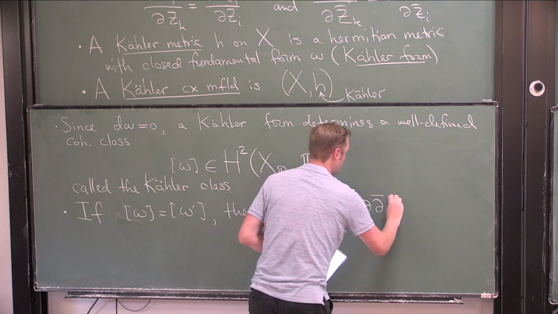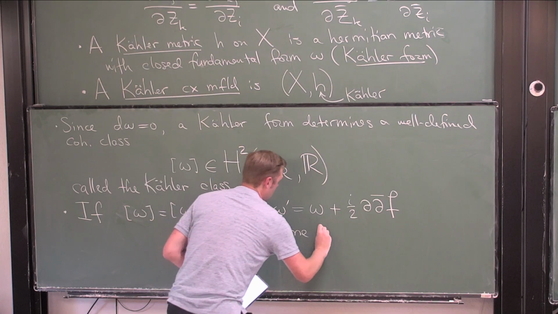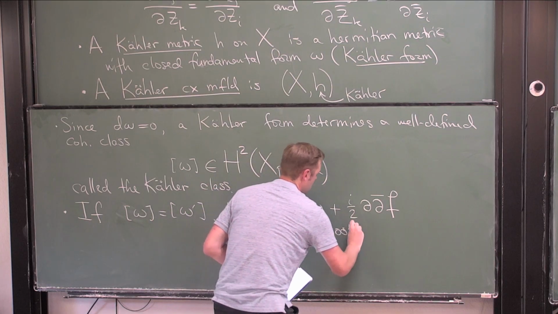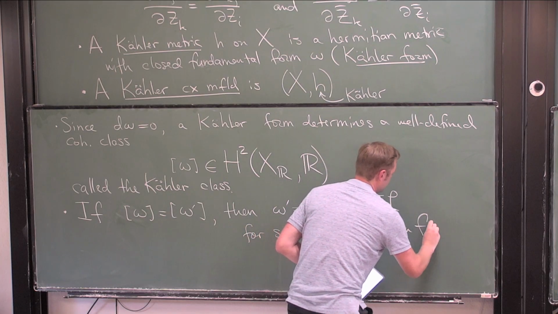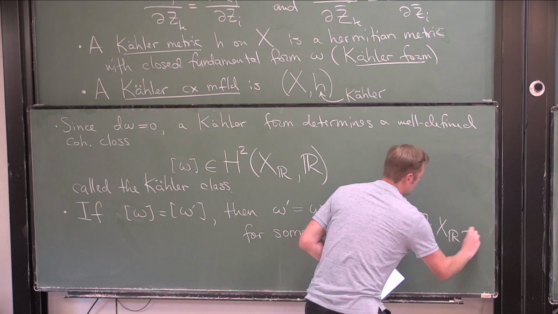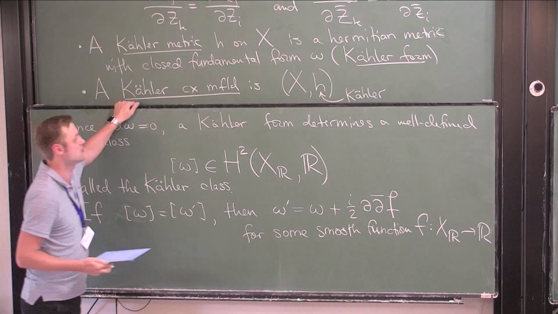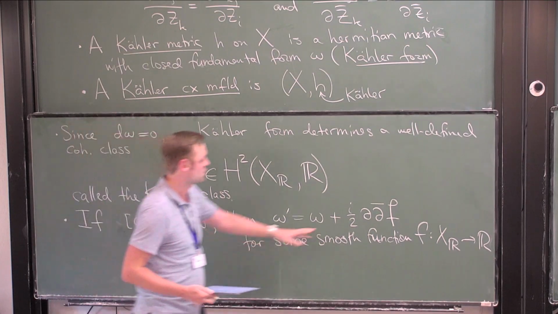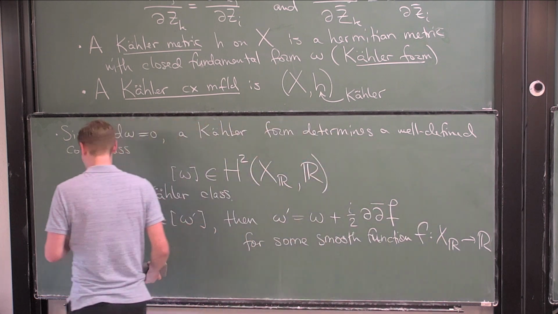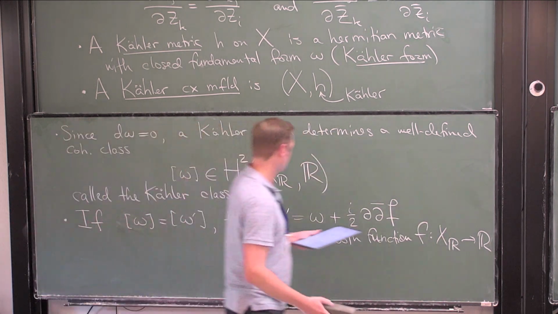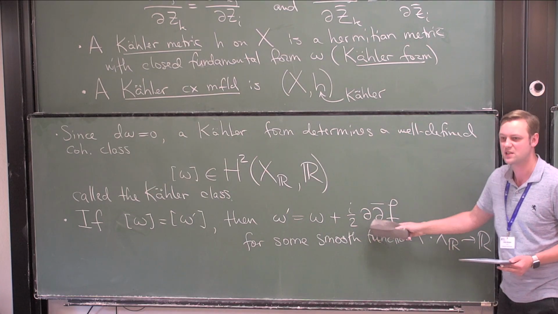So we write this as d d bar of f, for some smooth function f. Smooth global function f. Smooth in the real sense, C infinity. Sometimes called the Kähler potential. So I want to explain what this formula means more explicitly in coordinates.